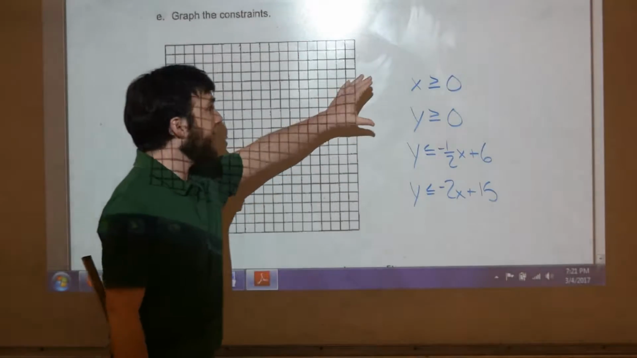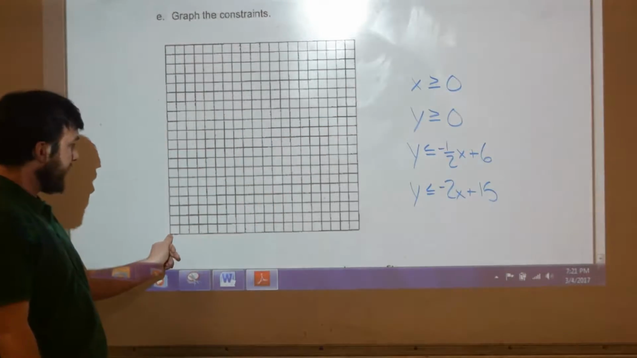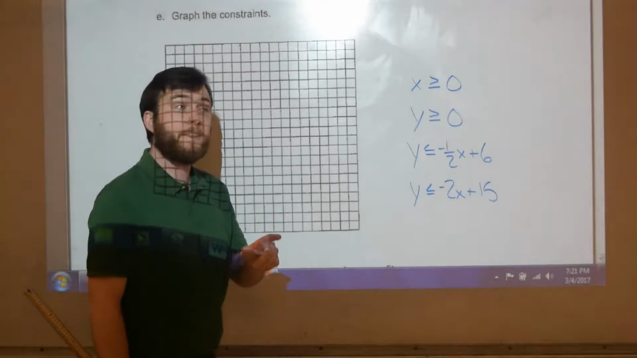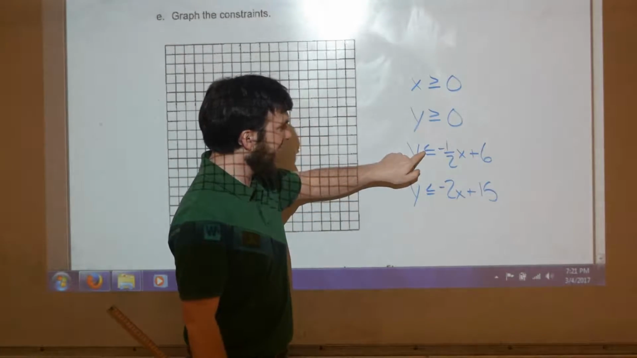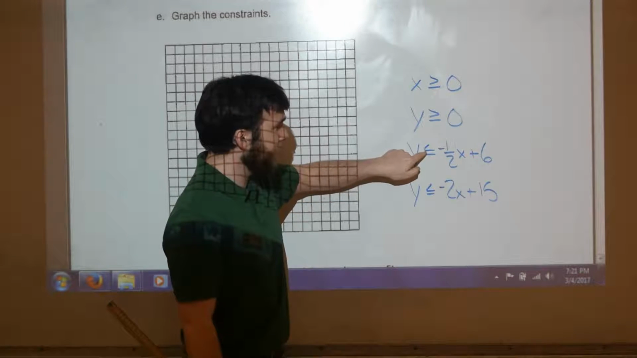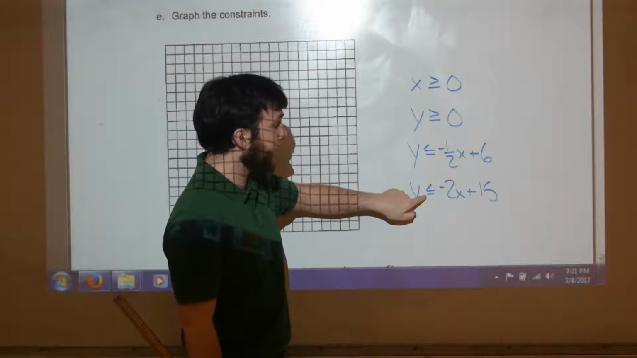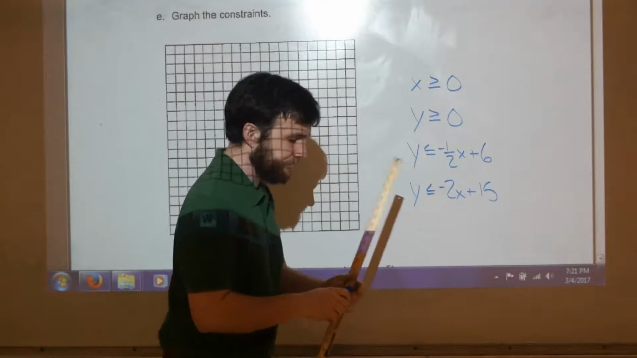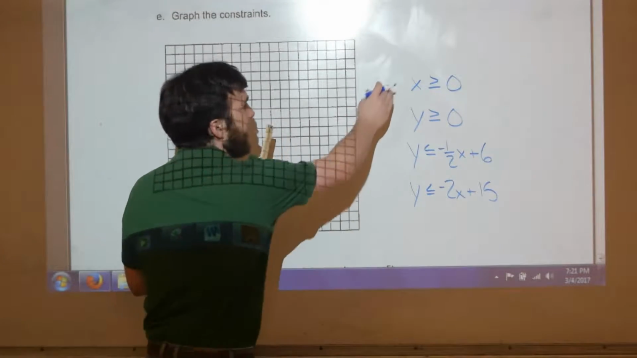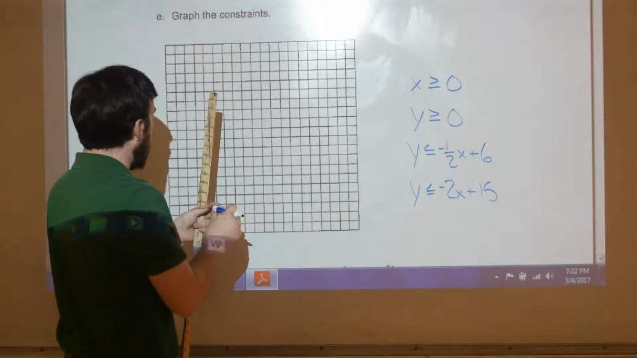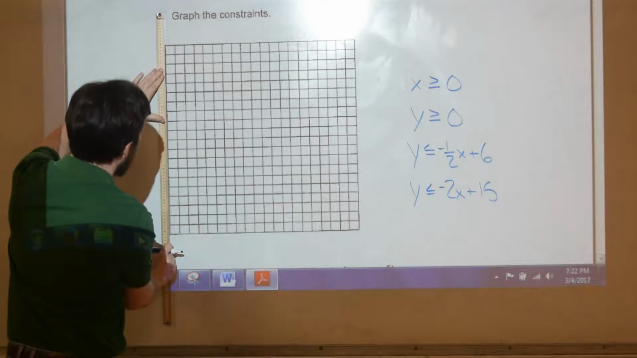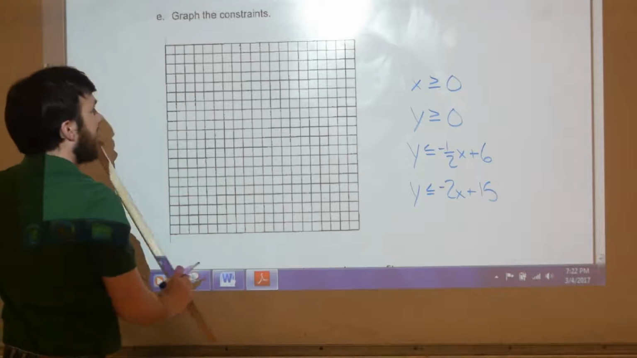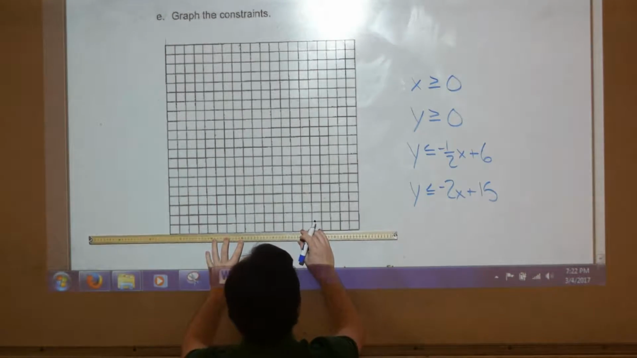Alright, since we're only going to be dealing with positives, I can put the origin right here, and we'll let positive x go that way and positive y go that way. One thing I messed up on the other board, I ended up having an equals at the end of it. It should still be less than, and hopefully you have a less than for this one. Oh yeah, when you get Y by itself, I think this one is negative 2x plus 15. Alright, first equation is a vertical line on 0. Second equation is a horizontal line on 0.